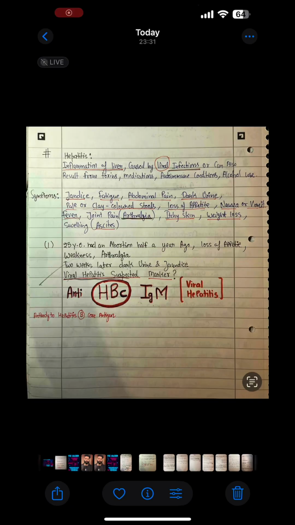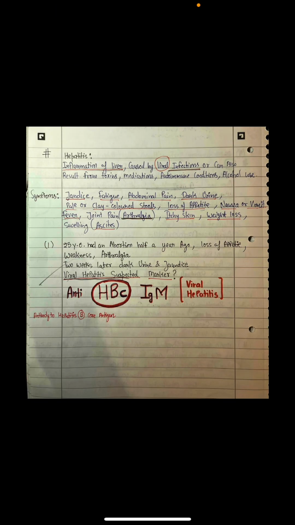Let's go next. Next is hepatitis. Hepatitis is inflammation of the liver caused by viral infections. It can also be the result of toxins, alcohol abuse, an autoimmune condition, or medications which cause a reaction in the patient. What symptoms are we going to see in the patient?